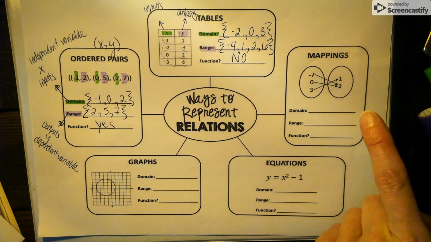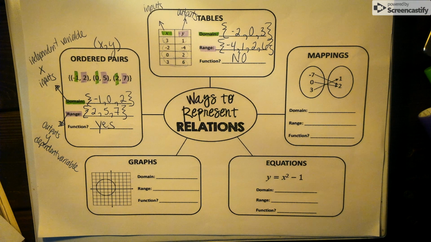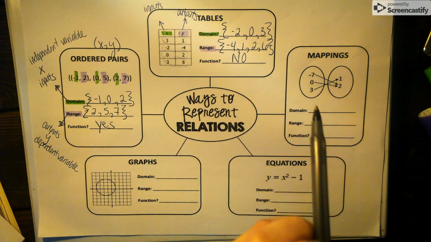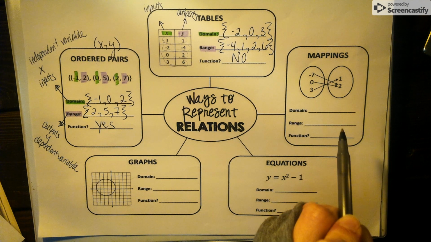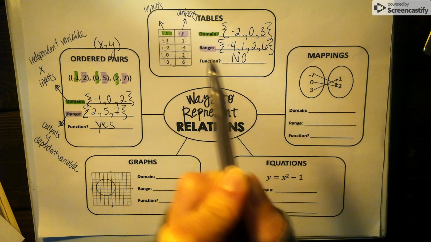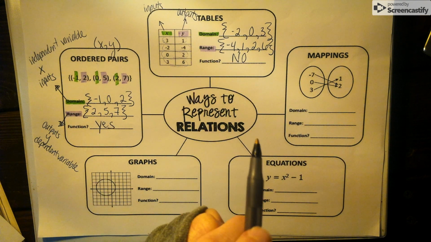Now let's move on to the mapping diagram. So again, ordered pairs, tables, and mapping diagrams. We write or notate the domain and range in the same way, so we're going to use set notation. For mapping diagrams, it's just another way of writing a table or another way of writing your ordered pairs.